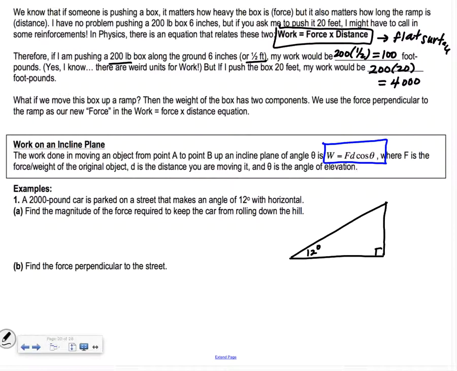Okay, so our hill is 12 degrees. We have some kind of car. You can draw a pretty car if you want. I'm just going to draw a little box. Maybe I'll put some wheels on it. I'm feeling crazy.